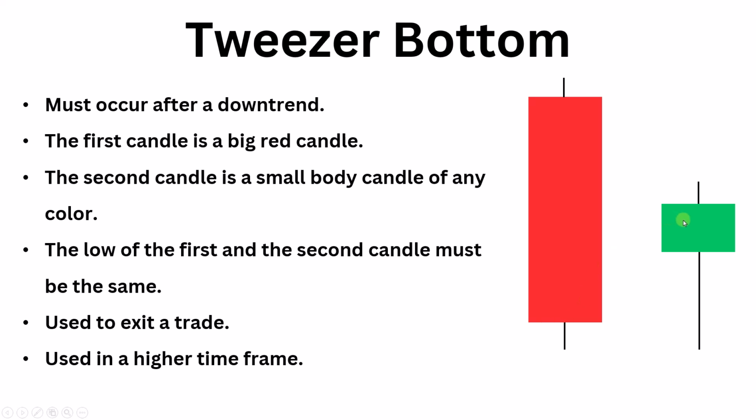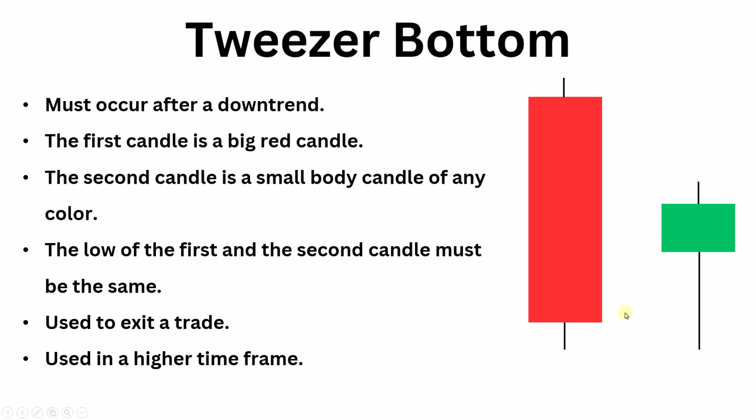The second candle must be a small body candle of any color. So this can either be green or red. The characteristic that makes it a tweezer bottom is that the low of the first candle and the low of the second candle must be the same. Okay, the low of the first candle and the second candle must be the same.